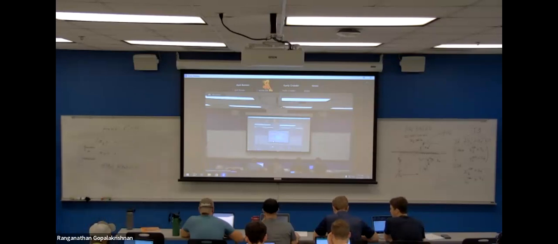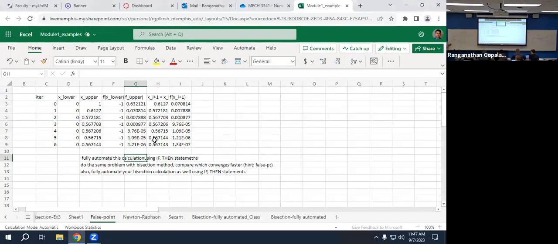Okay, so let's talk about similarly automating this false point method. First thing, the only difference between the bisection method and the false point method is the way you update the next value of x. Is that something you could agree with? Because if you see here, the next value of x is updated using a formula, whereas in the bisection method, it's simply the midpoint, no questions asked.